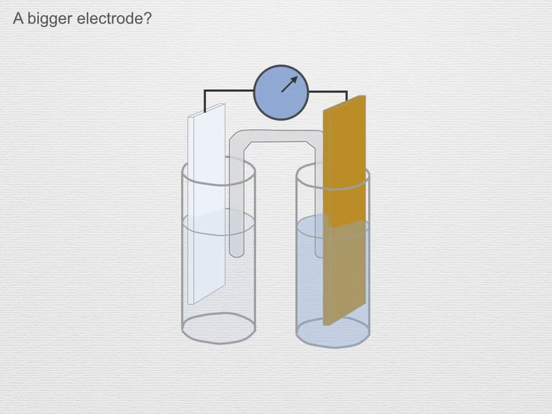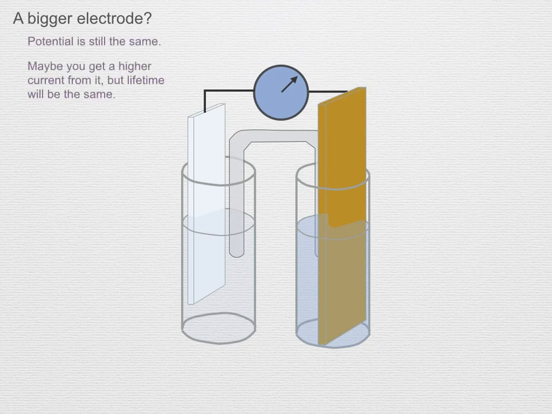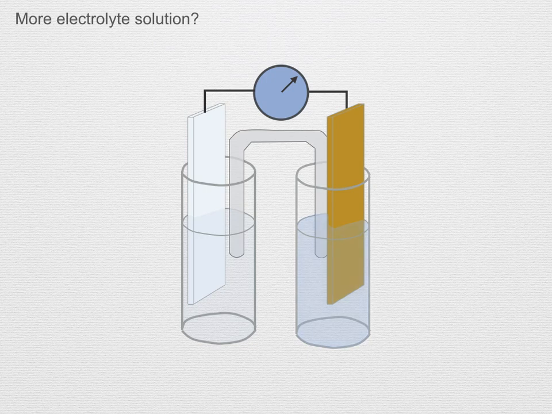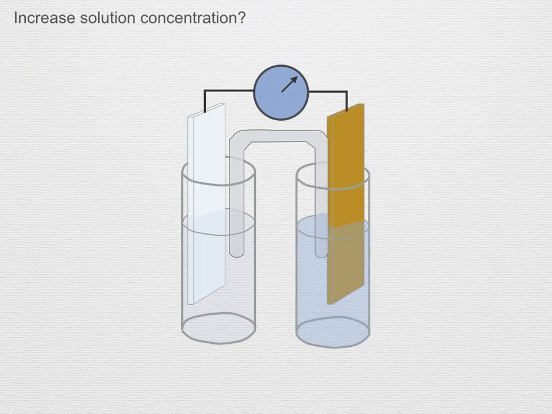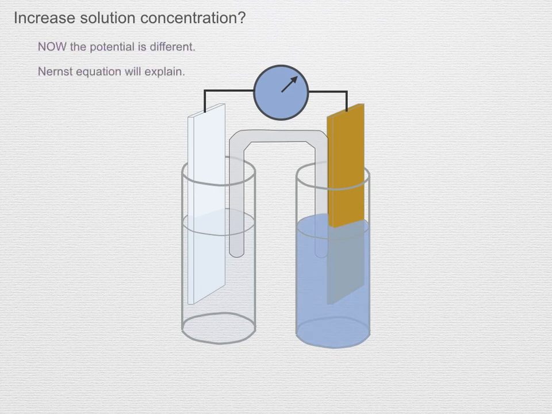The larger copper electrode? Again, no change in the cell potential. Lifetime would be the same too. However, a larger current would be drawn from the cell, ignoring for now limitations induced on the zinc side. The larger solution volume? Same cell potential. Any changes to cell lifetime would depend upon the zinc half cell. The greater concentration? Now we change the cell potential. The Nernst equation will describe how concentrations and pressures in the case of gases control a cell's potential.